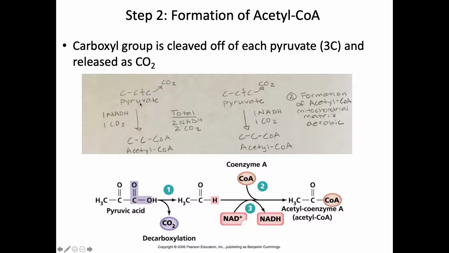Okay, so from glycolysis, we made 2 pyruvates. And now the first part of the formation of acetyl coenzyme A is that you are going to cleave off, or break off, one of the carbons. And then that carbon will go off as carbon dioxide. What you do to one pyruvate, you have to do to the other pyruvate. So this carbon will be cleaved off and go off as carbon dioxide. And then now you're left with a 2-carbon group called an acetyl group.